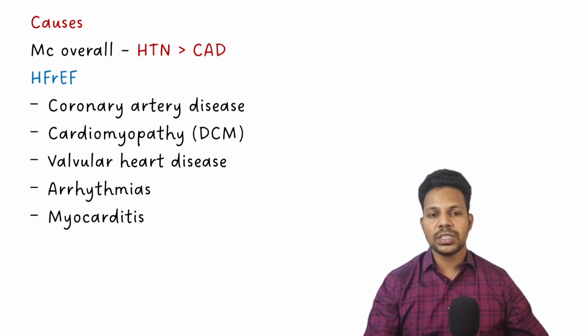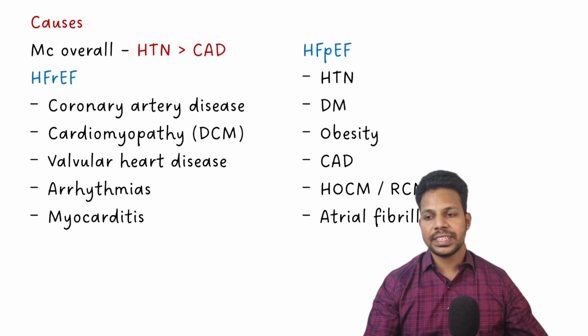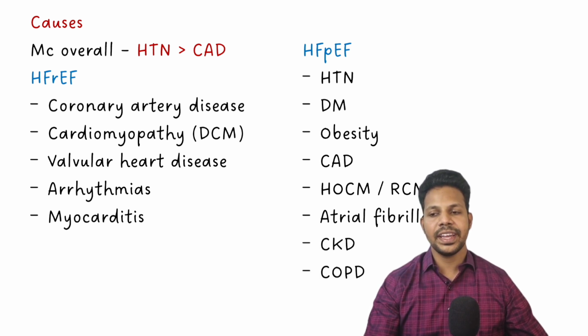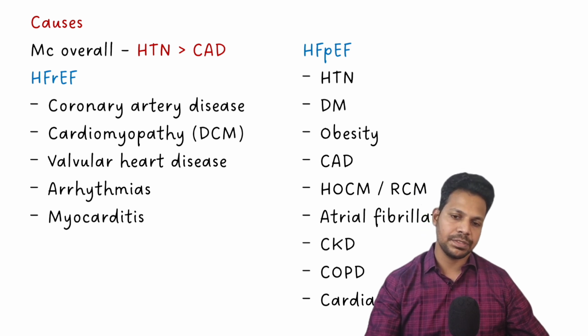But when you talk about the heart failure with preserved ejection fraction, the simple comorbidities like hypertension, diabetes, obesity, coronary artery disease, HOCM or restrictive cardiomyopathy, atrial fibrillation, chronic kidney disease, COPD, and finally cardiac amyloidosis. So these are some causes to enumerate for the heart failure with preserved ejection fraction.